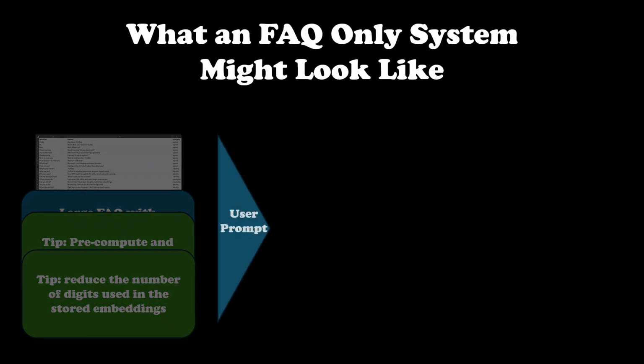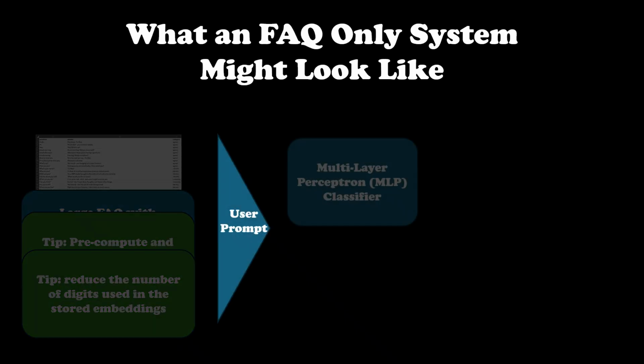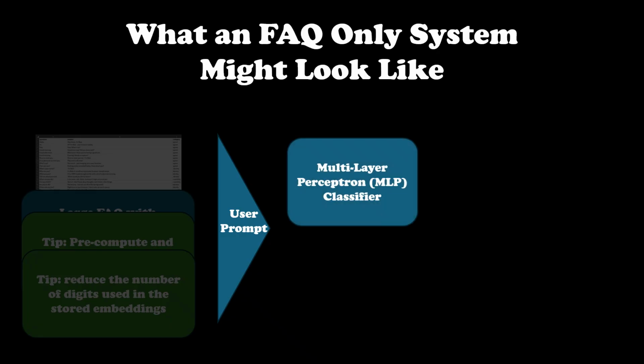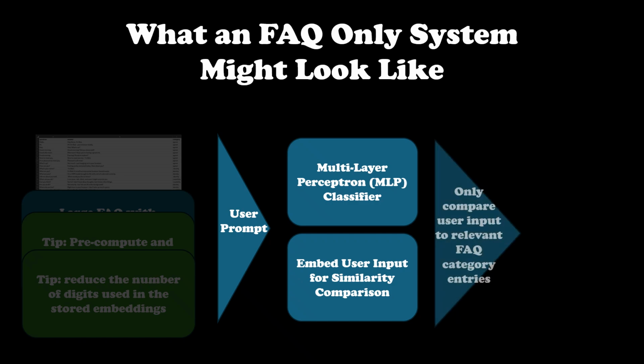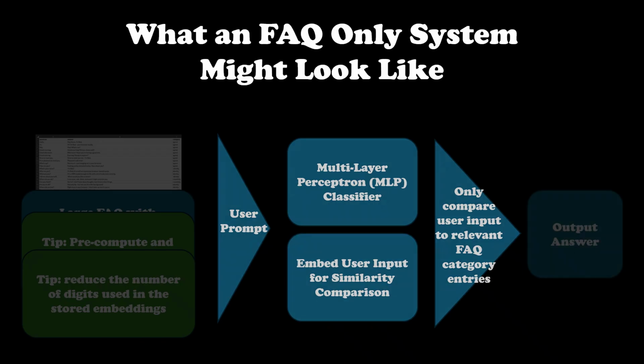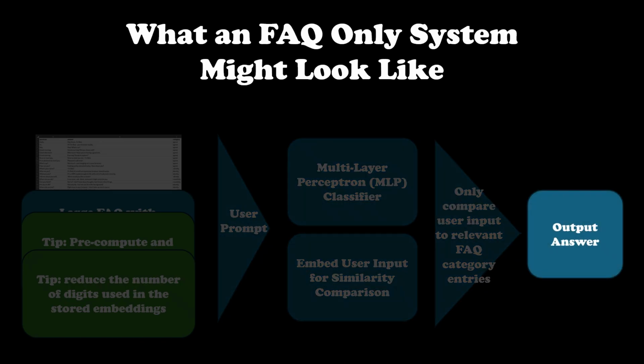When the user inputs their query, we would now have two steps to complete. The user input would be passed through a multi-layer perceptron classifier to determine the appropriate comparison category. The user input would still be embedded as before, but it would only be compared for similarity to questions in the same topic category. The resulting answer would be output as before, or if no strong match is found, the model would return a response such as, "That question is a little outside what I know."